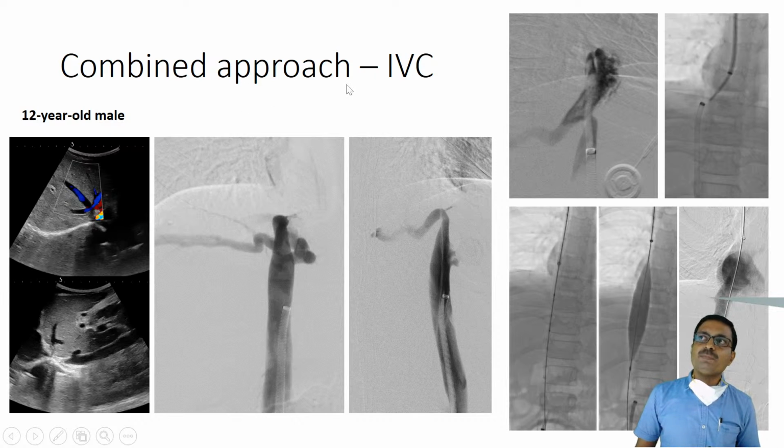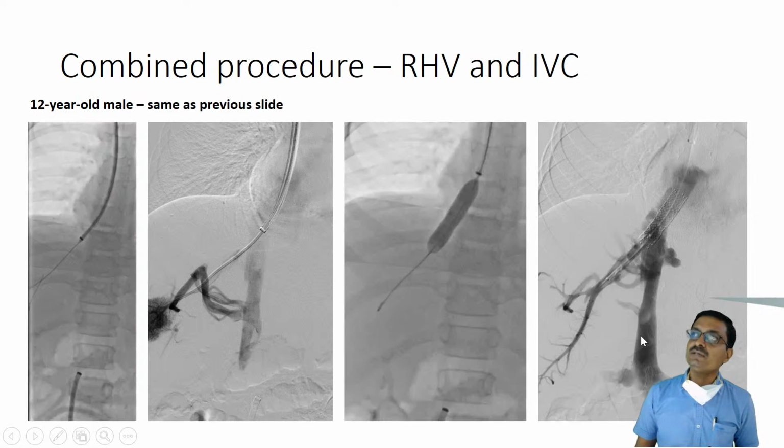Then again, a combined approach for IVC. Again, as I said, sometimes we keep poking, and then there may be a contrast leak into the pericaval space. And again, going further through this approach may become difficult. So we have to come through the transjugular route, and then we can use this combined approach to directly puncture from above, and then we get our balloon across to do a plasty.